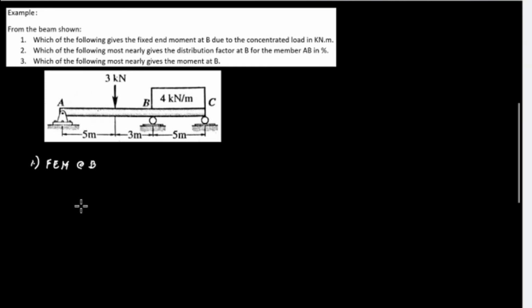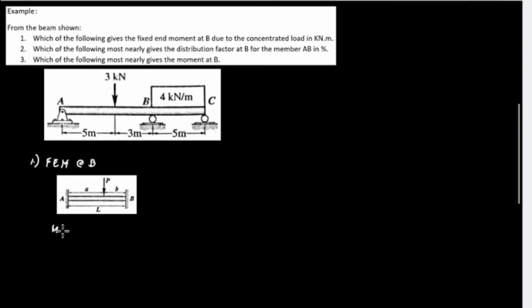Based on the diagram and the formula, the moment at B is equal to positive PA squared B all over L squared. At AB, 5 meters is equivalent to A, 3 meters is B, and the total length of AB is equal to L, and P is the concentrated load, which is 3 kilonewton.